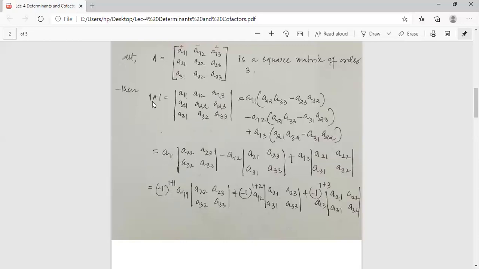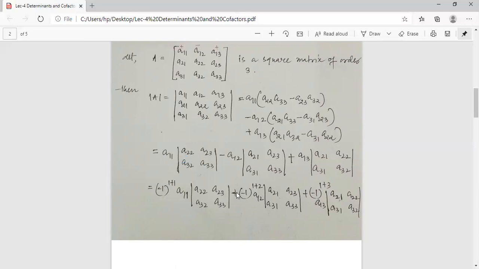So the determinant of a square matrix of order 3 is equal to minus 1 to the power i plus j. Here A11 is in the position of first row, first column, so i plus j is 1 plus 1, which is 2, positive. So here it is positive sign A11, and then the determinant of the submatrix after excluding the corresponding row and column of A11.